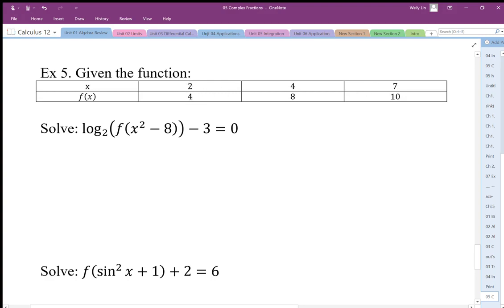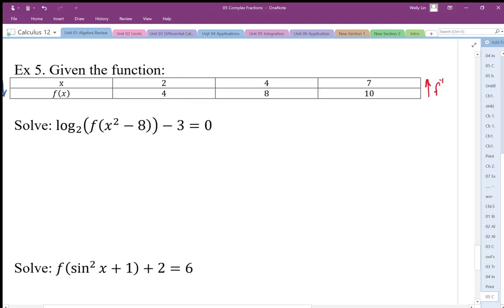Okay, so the f of x goes in this direction, but the inverse of f of x goes in the opposite direction. It goes from the y to the x. So this would represent the inverse of f of x.